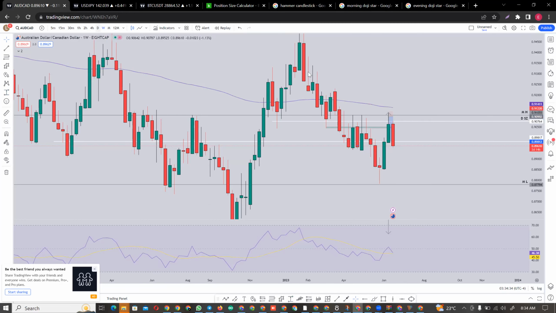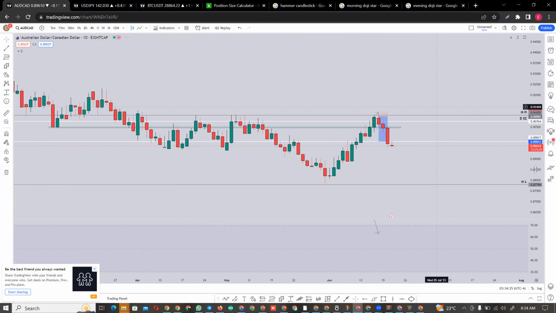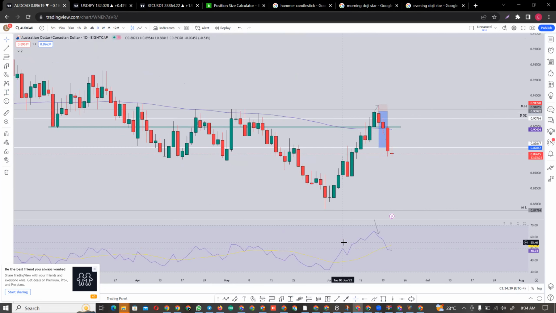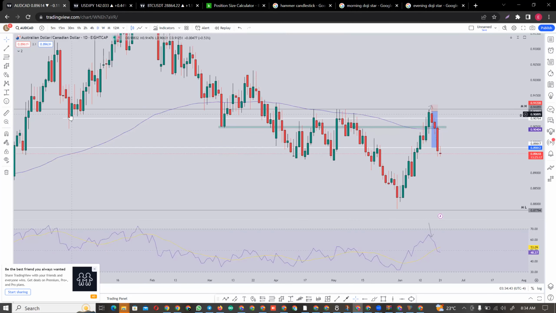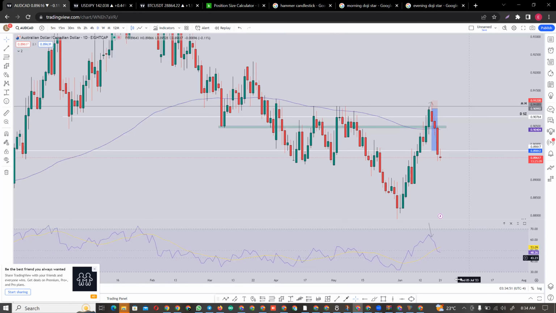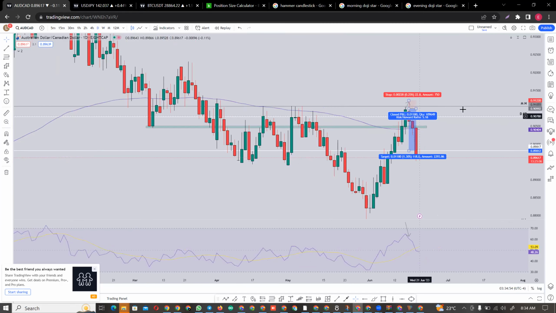Then on the daily time frame, this is why I love marking all these things. You know, this is support, this is resistance, this is resistance. That is why I label it daily supply zone. Daily supply zone, right? Yes. Daily supply zone. Then here, support, resistance.